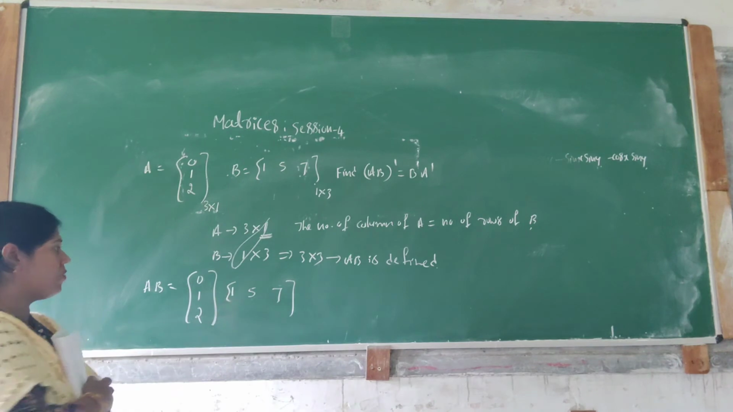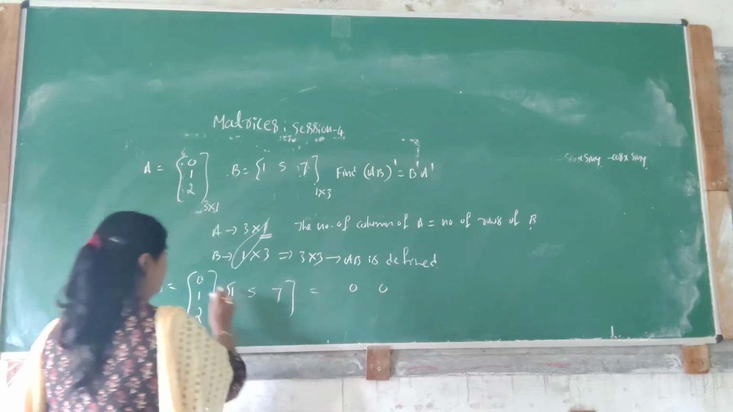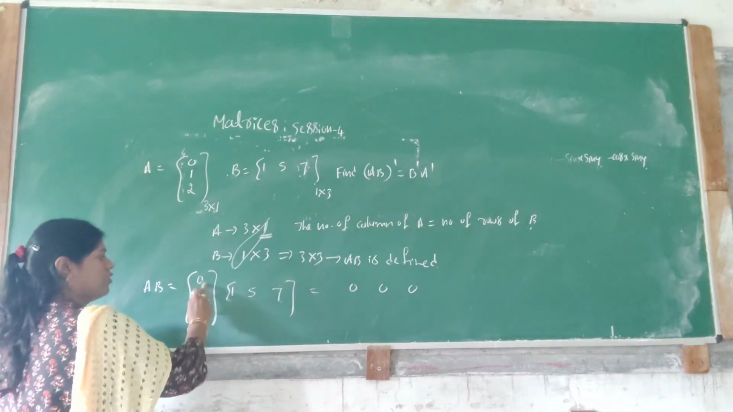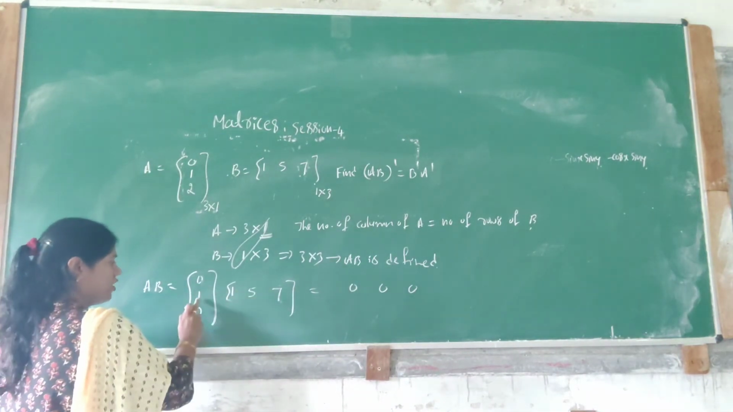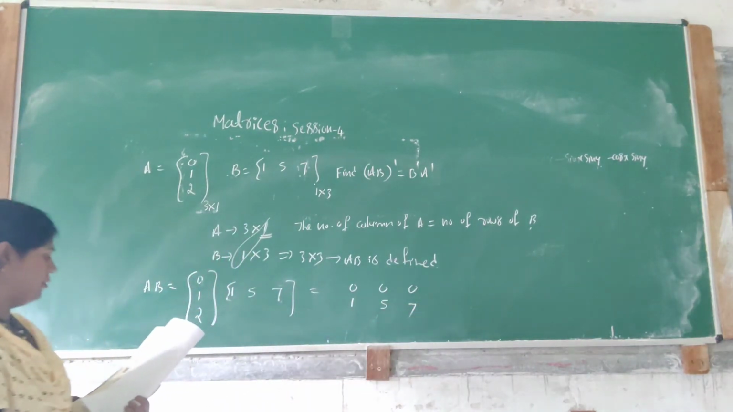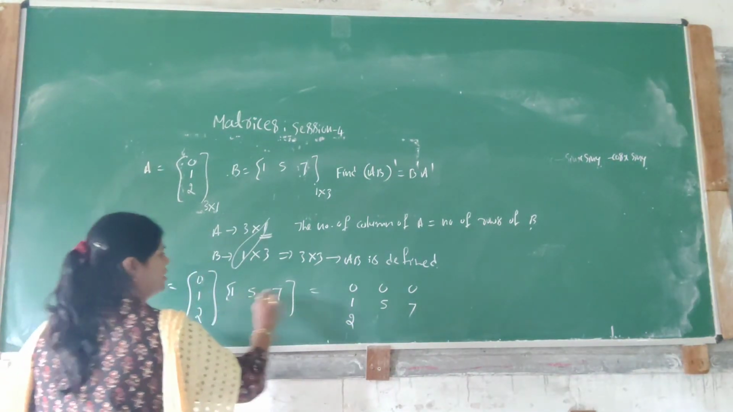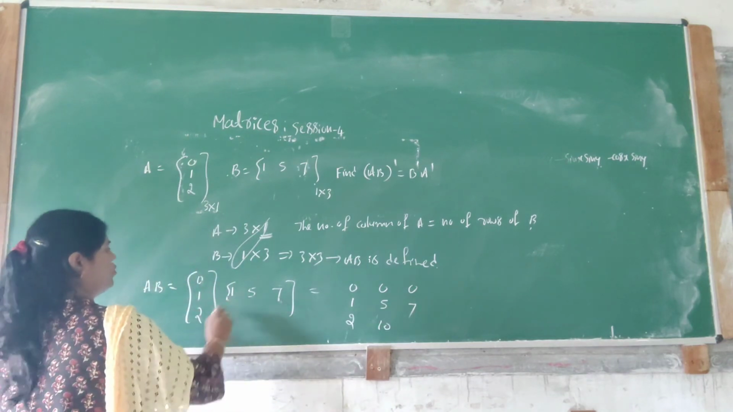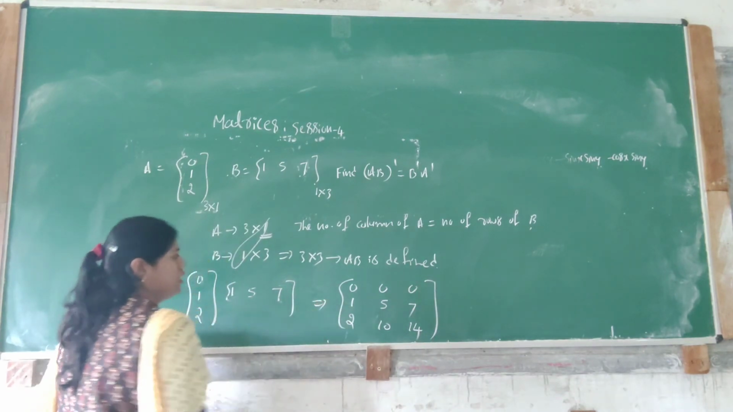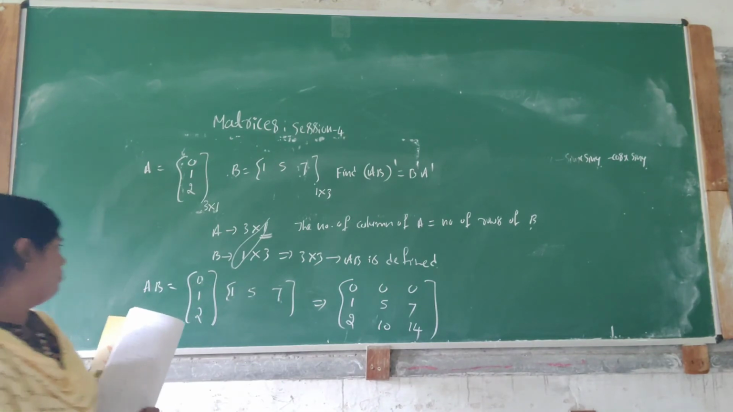We have to multiply. 0 into 1 is 0, 0 into 5 is 0, 0 into 7 is 0. So from 0 you have to multiply all these: 0, 0, 0. Next, 1 1s are 1, 1 5s are 5, 1 7s are 7. Next, we go for 2. 2 1s are 2, 2 5s are 10, 2 7s are 14. This one is AB. AB is equal to [0, 0, 0; 1, 5, 7; 2, 10, 14].